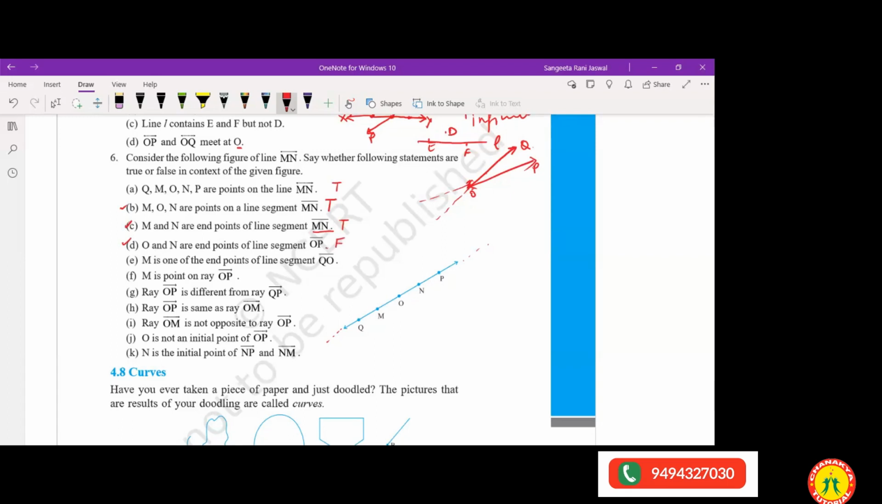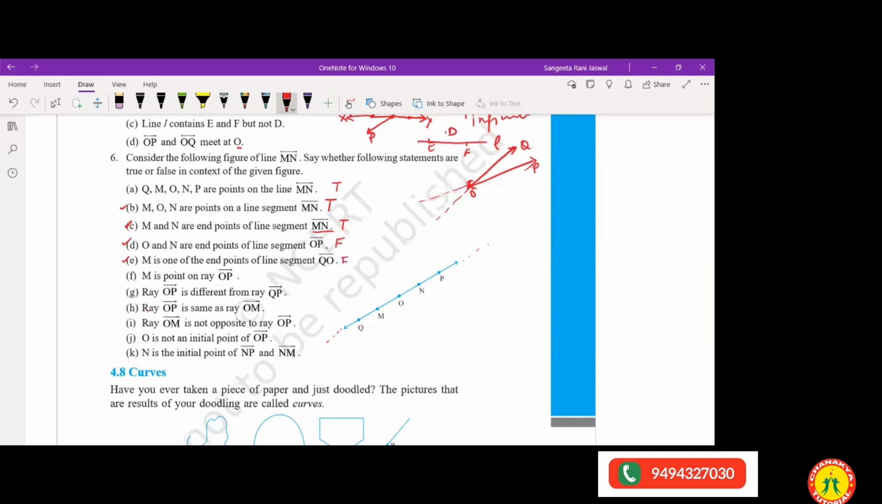Okay. Who's the next child here? Hridesh Maji. Hridesh, read the E part and give your answer. True or false? M is one of the endpoints of QO. Ma'am, false. Okay, M is one of the endpoints of QO. Okay, false.